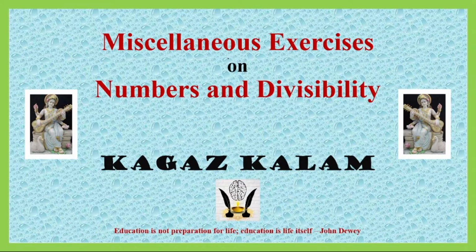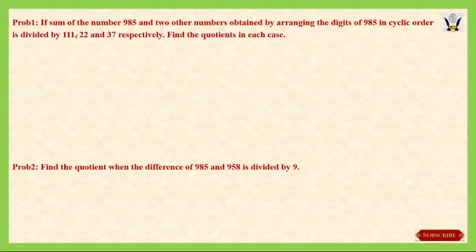So, let's get started. The first problem states: the sum of the number 985, which is the given number on which the problem is formed, and two other numbers obtained by arranging the digits 9, 8 and 5 in cyclic order, is divided by 111, separately by 22, and separately by 37. We have to find the quotients in each case without performing the real division.